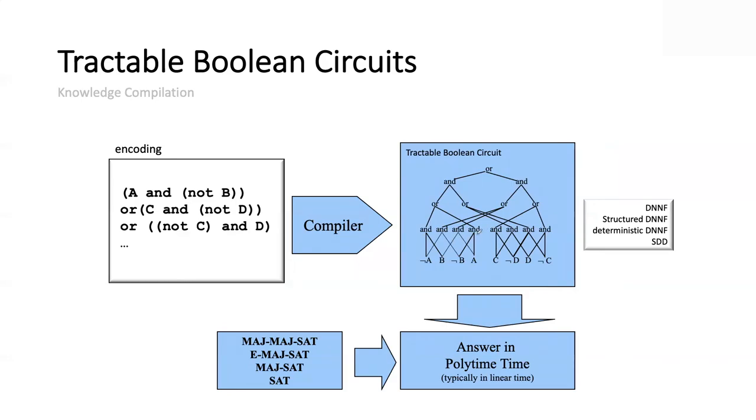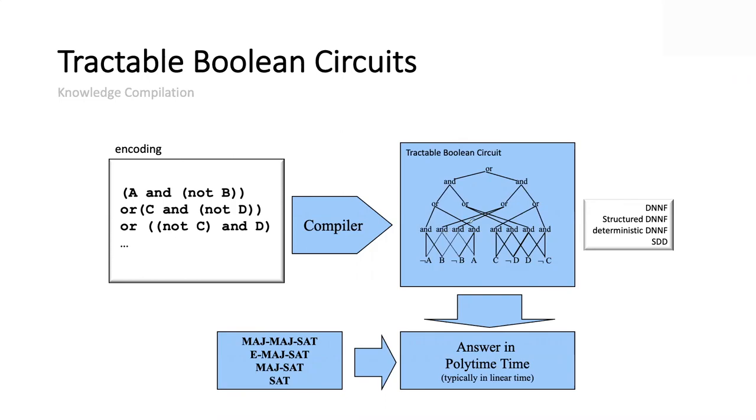And when we get to the next set of slides, we're going to expose you to some of these circuit types. But eventually we'll end up focusing on a select subset of them that have been influential. But the idea is depending on what kind of circuit type you get, you can do things like SAT in linear time. So for a certain type of circuits, SAT will be linear. For another type of circuits, MAJ-SAT and sharp SAT and weighted will be linear, and so on, all the way up to MAJ-MAJ-SAT. Then you can do that in linear time if you had the appropriate circuit type.